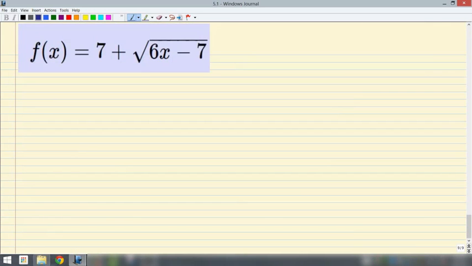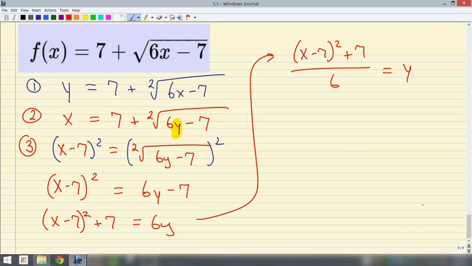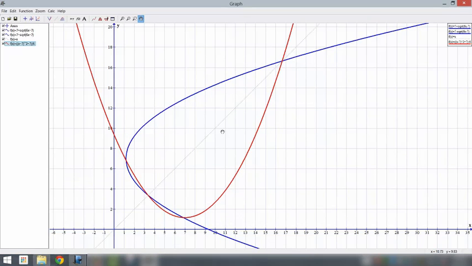So this is f of x equals 7 plus the square root of 6x minus 7. Y equals 7 plus the square root of 6x minus 7. X equals 7 plus the square root of 6y minus 7. Get y by itself. And then finally, relabel it. So f to the negative 1 of x equals ((x minus 7) squared plus 7) divided by 6. The blue line is the function. The red line is its inverse.